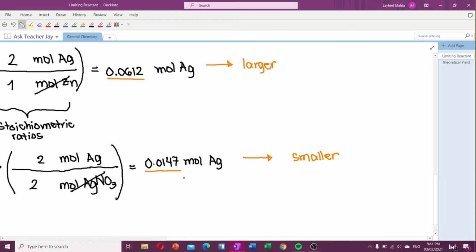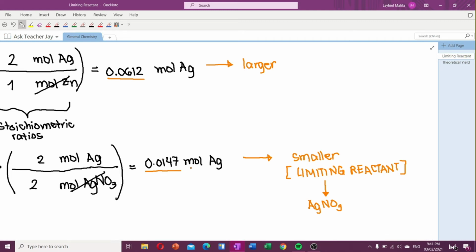With this, the smaller value of the moles of Ag actually corresponds to the limiting reactant. So in this case, the limiting reactant is your AgNO3 because that reactant gave us a value of moles of Ag that is smaller. Okay, so the smaller value of the chosen product will give us the signal that the reactant used to get this value is the limiting reactant.